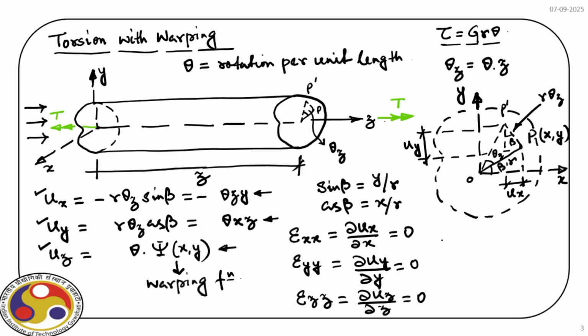Now, what about gamma xy? As per definition, we can find it from ux and uy. If you look at uy, it is theta times x times z. So if we differentiate with respect to x, we have theta times z. And ux is minus theta times z times y. If we differentiate that with respect to y, we'll have minus theta times z. So effectively, we'll have 0.